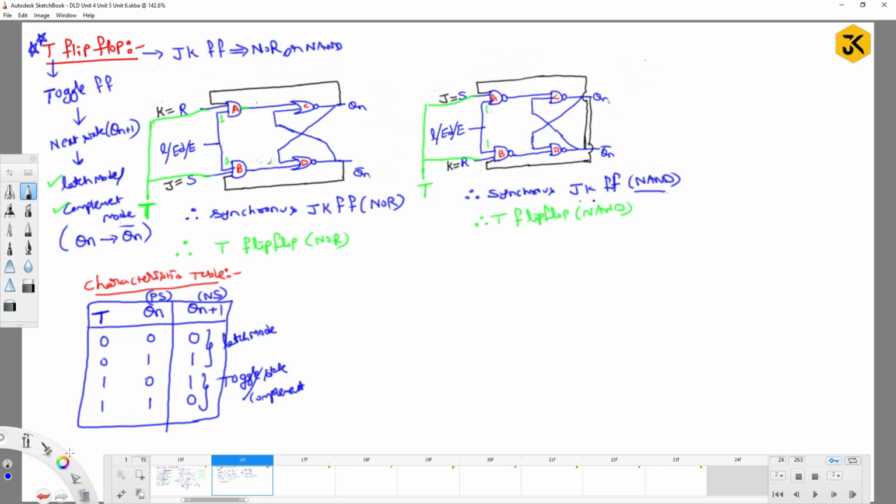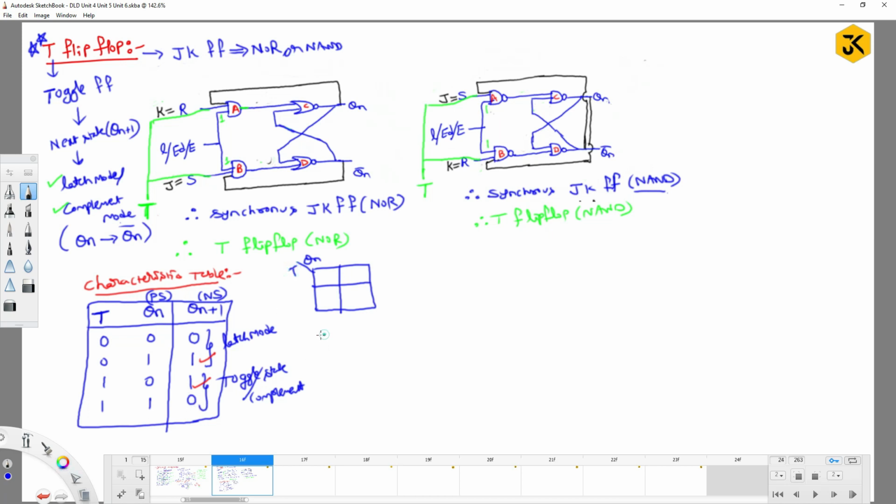So from the characteristic table, can we draw the circuit diagram? Yes. Basically, how can you draw the circuit diagram? By taking the min terms. If you are going to find the K-maps for this, basically there is no need to write the K-maps also. How many variables are there? Two variables, one is T, another one is Qn. So guys, you can write it directly. How can you write it directly?